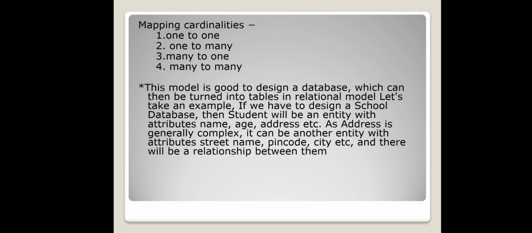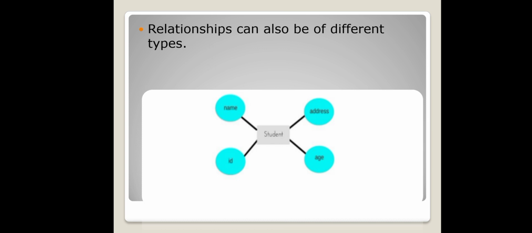This model is good to design a database, which can then be turned into tables in relational model. Let's take an example. If we have to design a school database, then student will be an entity with attributes name, age, address, etc. As address is generally complex, it can be another entity with attributes street name, PIN code, city, etc., and there will be a relationship between them. Relationships can also be of different type.